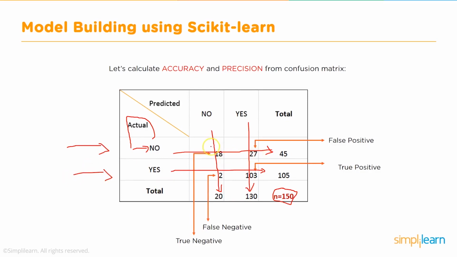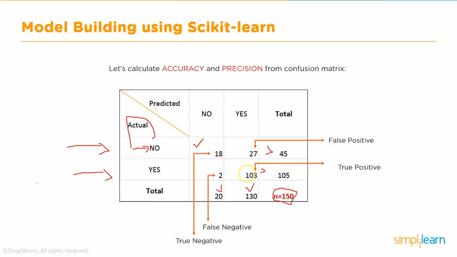Now let us take a look at each of these individually. What are the options we have? Let us look at these values. This 18 says that these are actually tagged as no, and the model has also predicted no, which means this is what is known as a true negative. Our model has predicted it correctly. It is negative because it says no, and it has also predicted no. So it is known as a true negative.